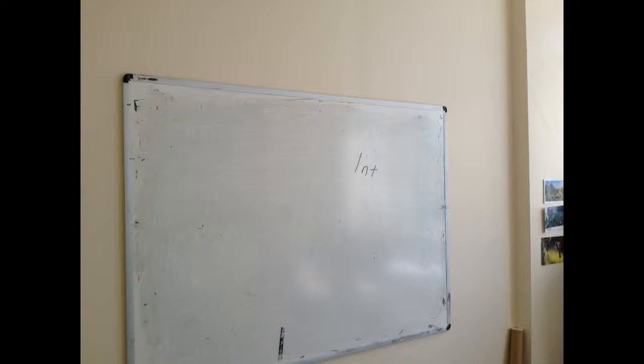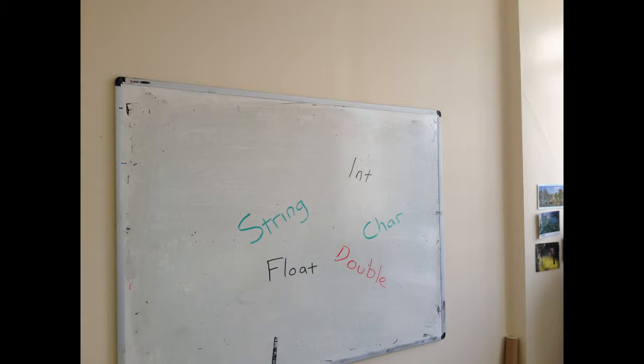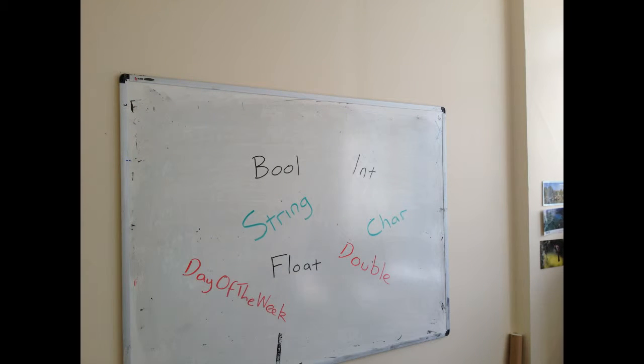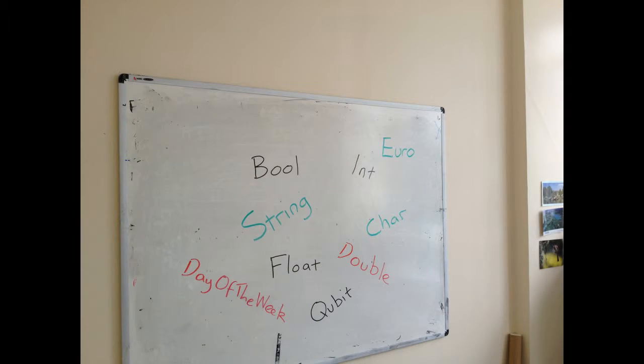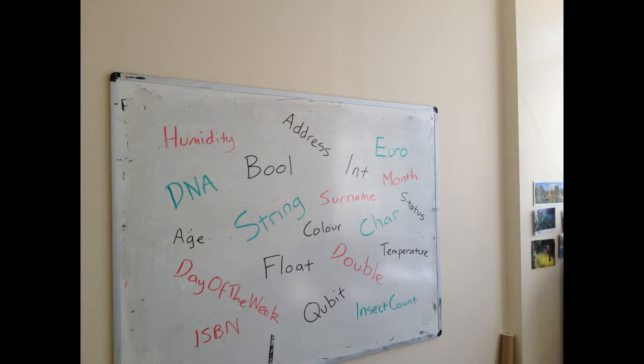We'll be using the functional programming language Haskell to teach you about several fundamental concepts in programming. For example, types like int, string, double, float, char, bool, day of the week, euro, quantum bit, and all the others you'd like to create. Why are types so important to programming? What are they anyway?